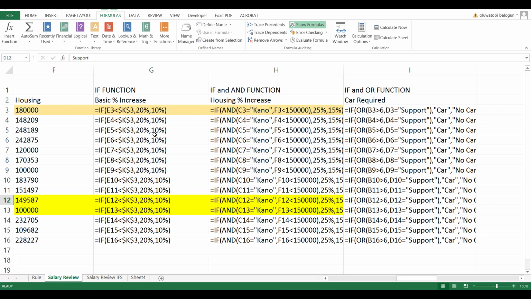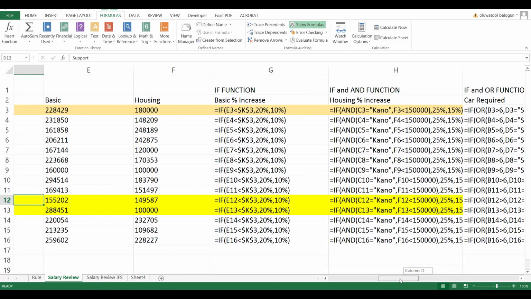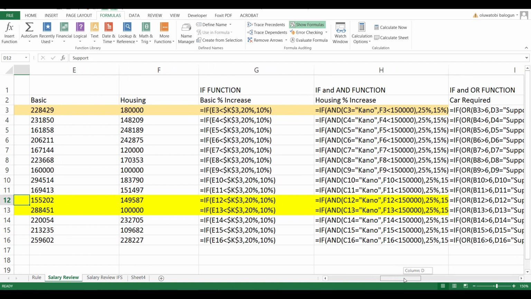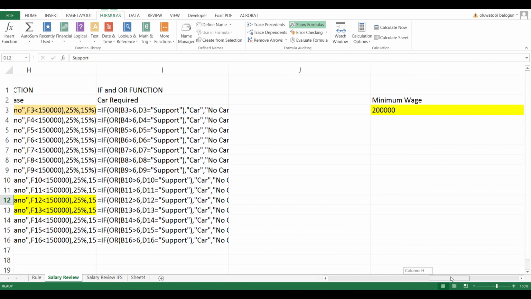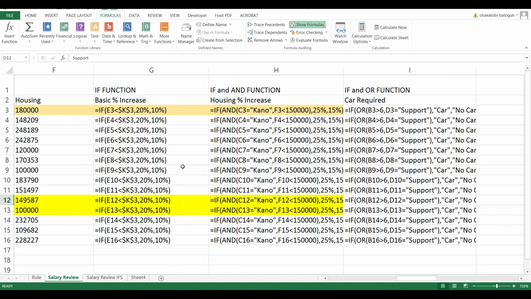This is the formula that I have. You have A3, which is looking at the basic. If it is less than the minimum wage, you get a 20% increase, or else you get a 10%. Now, the other rule says you must live in Kano and your housing must be less than 150 before you get a 25% increase.